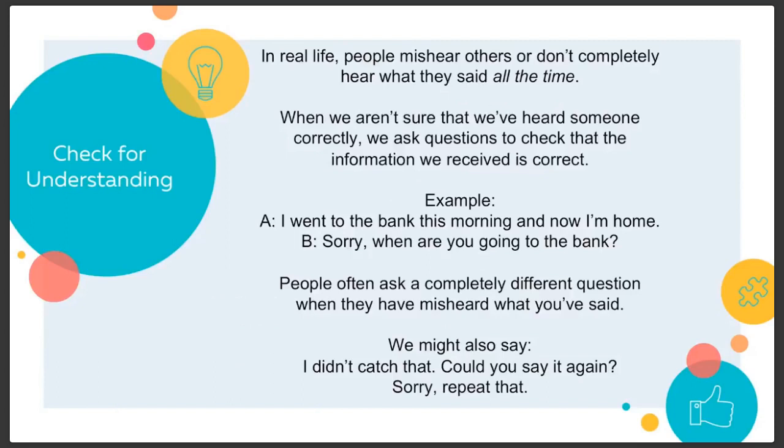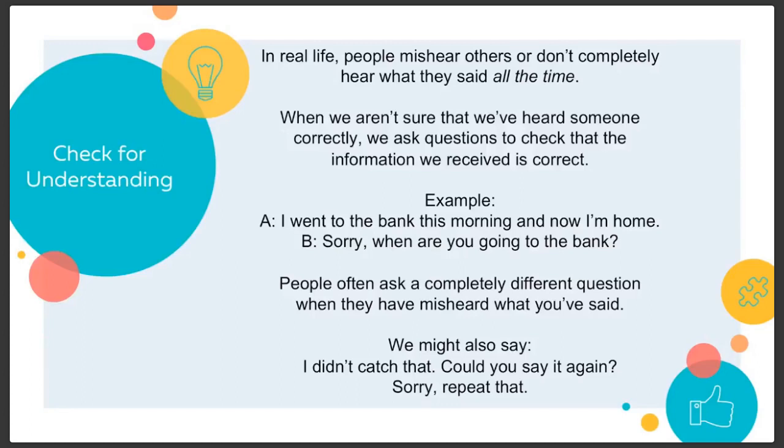Another thing that you can add to your speech is checking for understanding. So in real life, people mishear others or don't completely hear what they said all the time. When we aren't sure that we've heard someone correctly, we ask questions to check that the information received is correct. You know, when someone is speaking to you and you say, sorry, what did you say? Something like that. This is what we're talking about, checking for understanding. And it doesn't have to be a question. We could just repeat what someone says. So let's look at some examples.